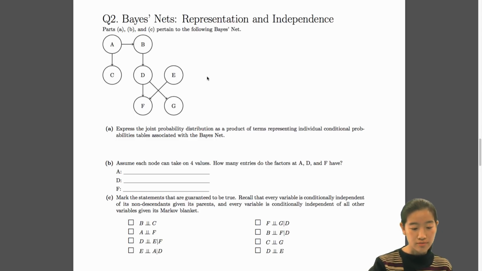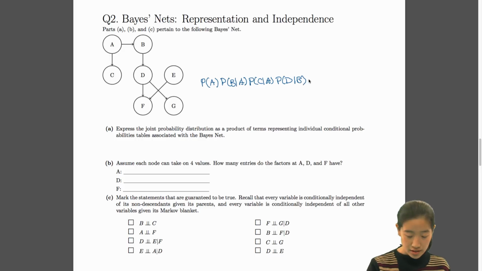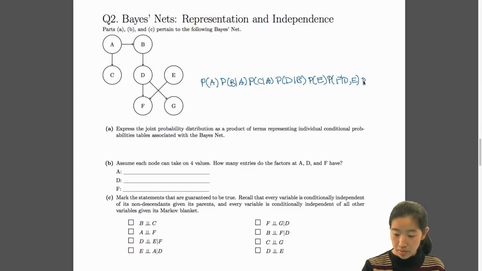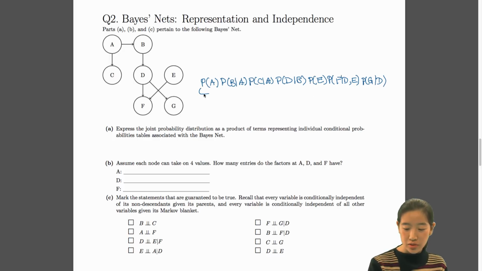So let's start from upper left to bottom right. So let's have the joint distribution is equal to the probability of A times the probability of B given A times the probability of C given A times the probability of D given B, which is this one, times the probability of E, which doesn't depend on anything, times the probability of F given D and E, because we see that there are 2 edges into it. And then the last one is the probability of G, which depends on D. Let's see if I'm missing anything. Okay, nope, that's it. We got everything. So this is going to be our joint distribution.